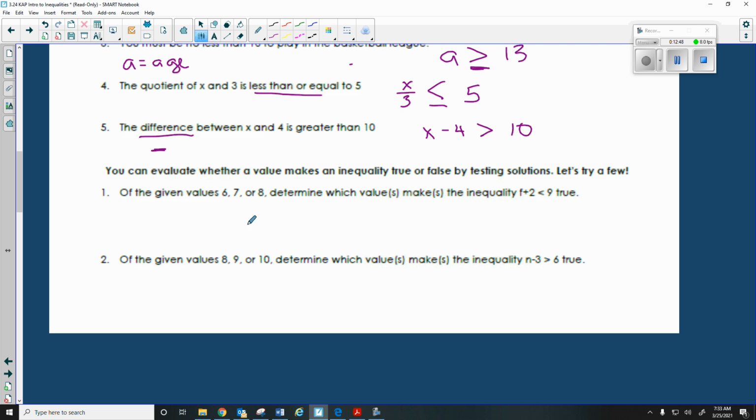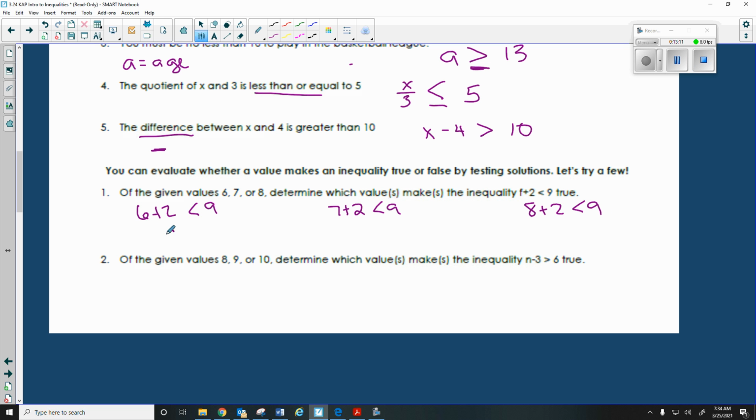Of the given values, 6, 7, and 8, determine which ones make this inequality true. So I need to plug those numbers in for f. So I'm going to do 6 plus 2 is less than 9, 7 plus 2 is less than 9, and 8 plus 2 is less than 9. I need to see which one makes it true.